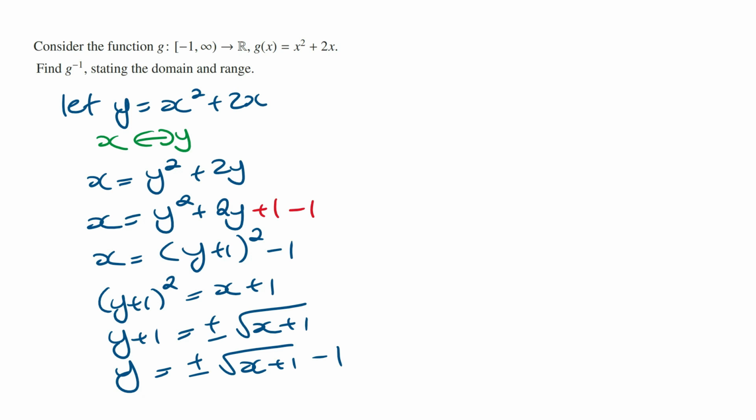And the way we know which one is going to be correct is by looking at the domain of the original function. The domain of the original function is from minus 1 to infinity. This is now going to become the range of the inverse function. And so if the range of this inverse function is going to be from minus 1 to infinity, then this means that the rule of the inverse function is going to be the positive one. And so therefore, we can say that g inverse of x is going to equal the positive square root of x plus 1 and then minus 1.